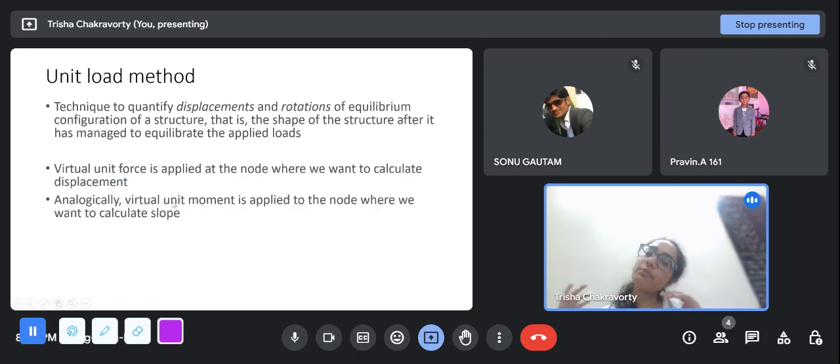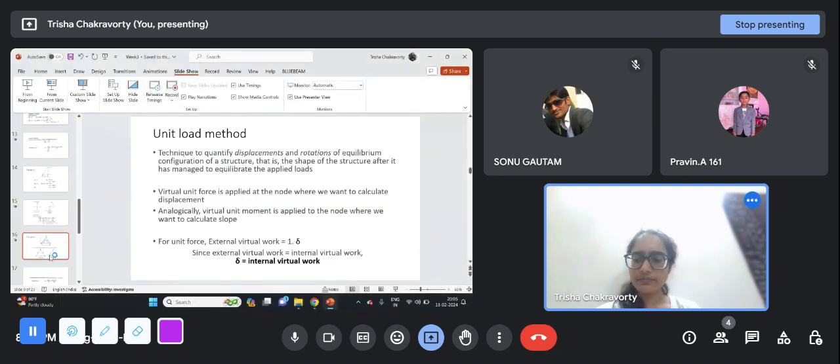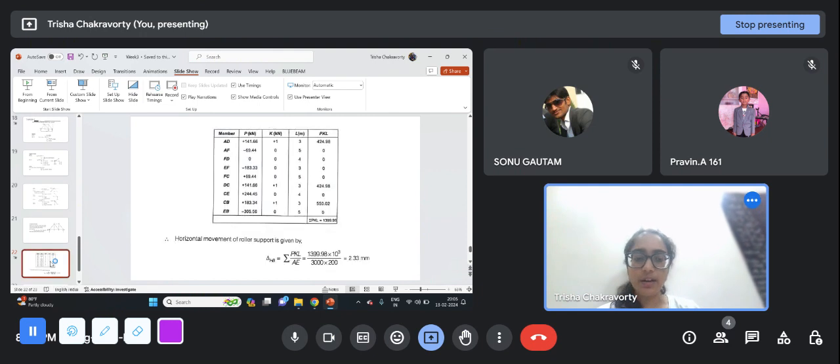A virtual unit moment can be applied to a node if you want to calculate the slope. But for trusses, this is not relevant. We will encounter this later on when we resume beams, especially indeterminate beams. So that part will be studied then. But so far, we have only considered the translational part of it.